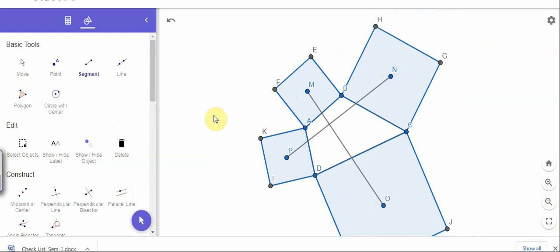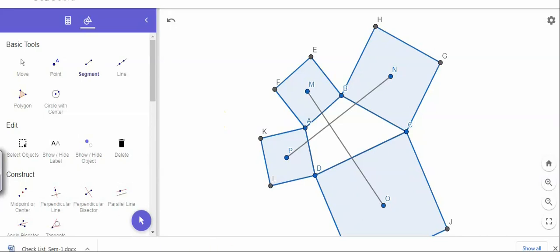Now Abel's theorem tells us that these two segments, segment MO and PN, are equal in length and that they are perpendicular to each other. So this is Abel's theorem, and in this video we are going to discuss the proof of this theorem.